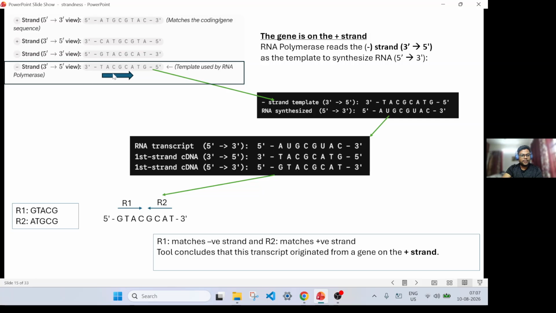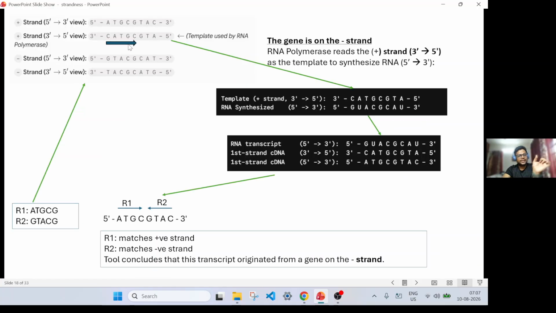So here, in this case, it considered the negative strand as a view. The fourth one it chose, but in this case, it will choose the second, and it will go like that. So the template we choose is the second row. Okay, CATGC through, and you do the reverse. Now RNA will be synthesized, so it will be complementary. C becomes G, A becomes U, T becomes A, like that. And the RNA we got will match GUACGAU.